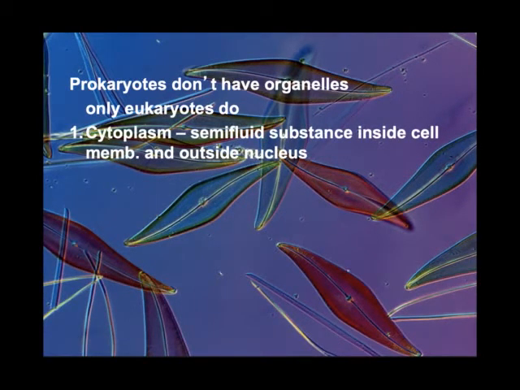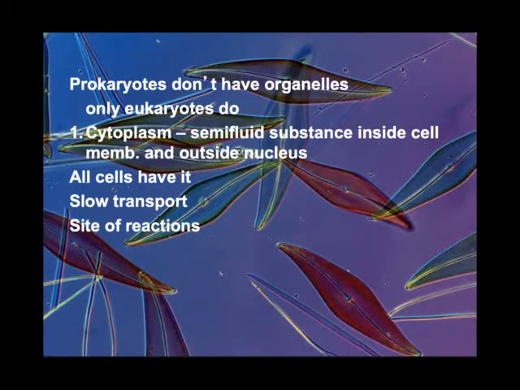So one of the things we're going to talk about today is the cytoplasm. It's a semi-fluid substance inside the cell membrane and outside the nucleus. It's kind of what everything floats in. All cells have some sort of cytoplasm inside of them. It's used for really slow transport of substances. It takes a long time to move things just using the cytoplasm as a mechanism. It's also a really huge site of reactions. A lot of the reactions that have to happen in a cell take place in the cytoplasm.